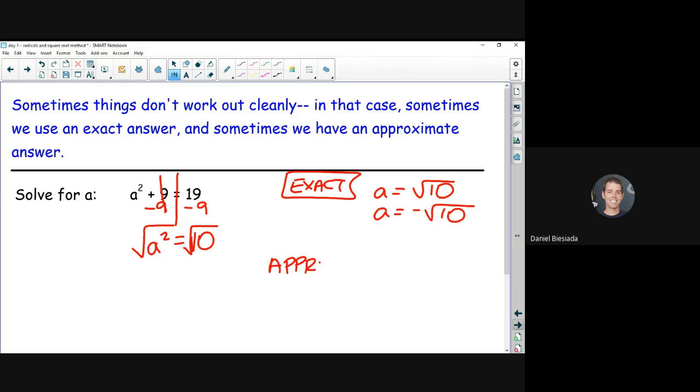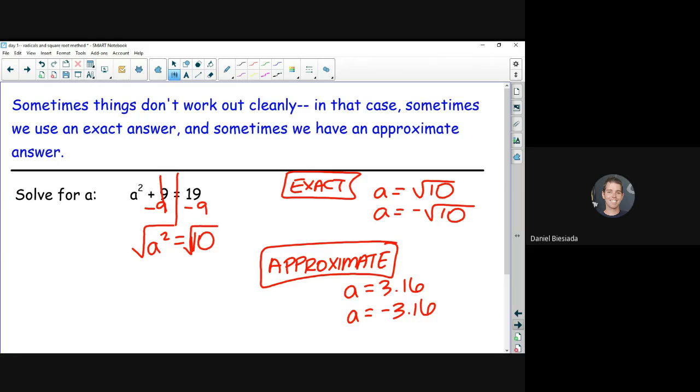And if I instead ask you for the approximate solution, that's when you go to your graphing calculator or scientific calculator and actually find out what the square root of 10 is. The square root of 10 is approximately 3.16. So in that situation, you would give me a equals 3.16. Or a is negative 3.16. Okay. Sometimes I'll ask you for both. Sometimes I'll ask you for one or the other. Either way, this is how we solve a square root method problem when it doesn't come out clean. Either the exact or approximate answer.